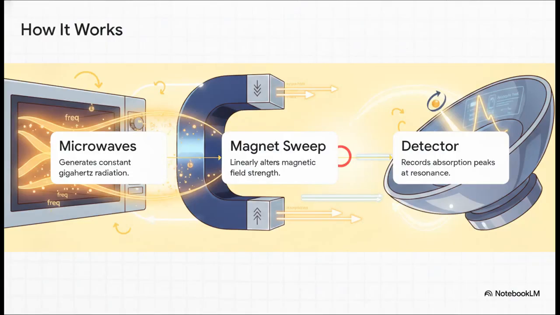To break down that workflow, Step 1, we blast the sample with constant microwave radiation. Step 2, instead of changing the frequency like you might in other techniques, modern ESR spectrometers smoothly sweep the magnetic field strength. Finally, Step 3, once the electromagnet hits the exact field strength where the energy gap perfectly matches the microwave frequency, the electrons absorb the energy, flip their spins, and bam, the detector records that absorption peak.